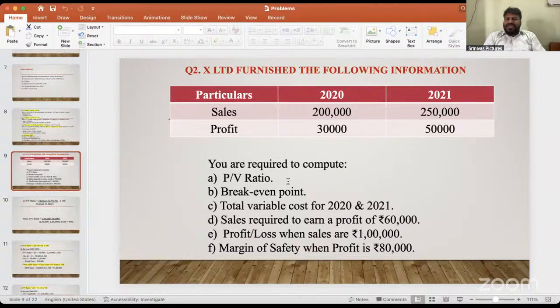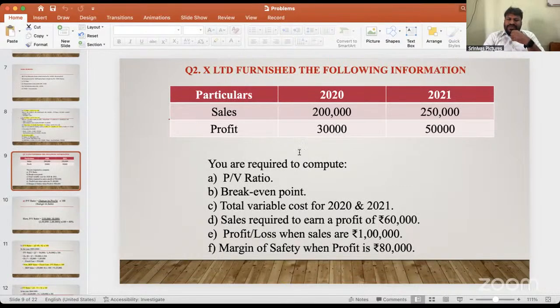Once we have calculated the PV ratio, then you have to calculate the break-even point. So how are we going to calculate the break-even point? Fixed cost divided by PV ratio. But we don't know the fixed cost, and we don't know the variable cost also. Out of 4 variables, they have given only 2 variables. So from here we have to calculate.